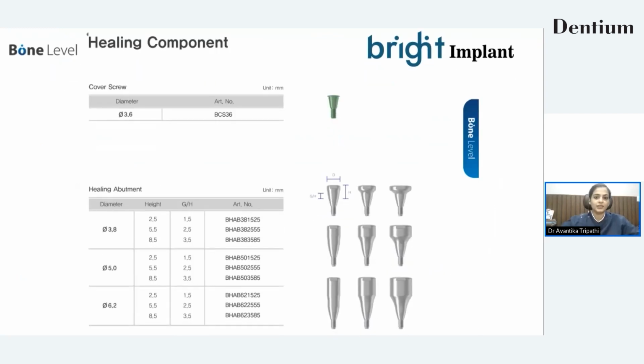These are the basic components for the procedure. This is the cover screw. There is only one cover screw because the internal diameter is the same, so this can be seated on any diameter implant. These are the healing abutments. These are not scannable. These are pure healing abutments which can be chosen according to the location of the tooth. Suppose it is in the anterior, we are going to use the narrow diameter healing abutments. If it is in the posterior, we are going to use a wider diameter healing abutment.